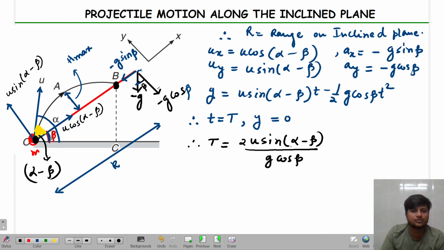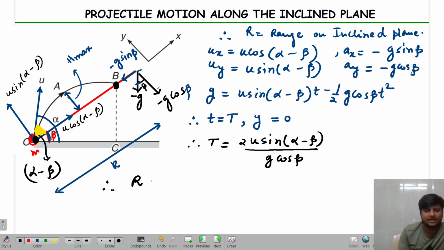Previously, time of flight was 2u sin theta upon g. This time we have to consider the components, right or not? That is equal to 2u sin(alpha minus beta) divided by g cos beta, right or not? Yes or no? Are you able to get me or not? Yes, sir.